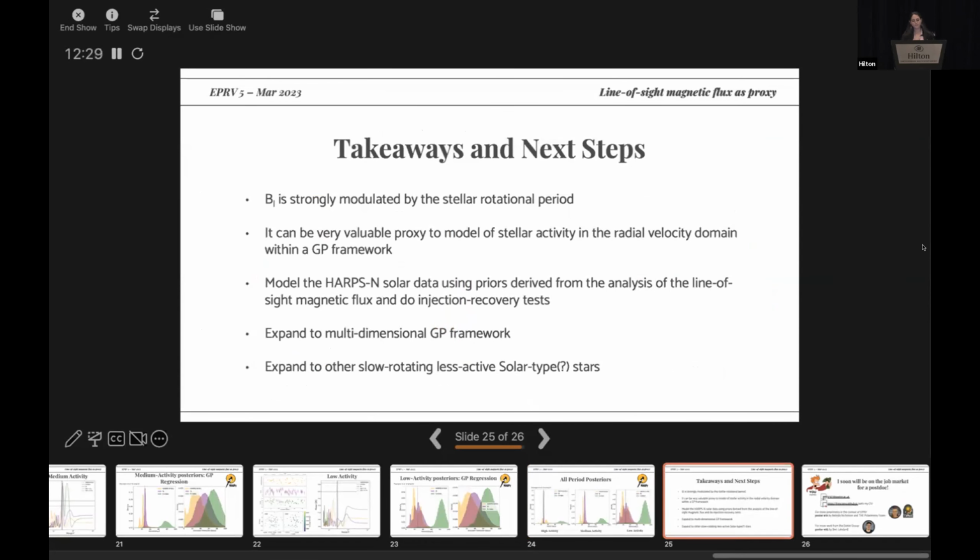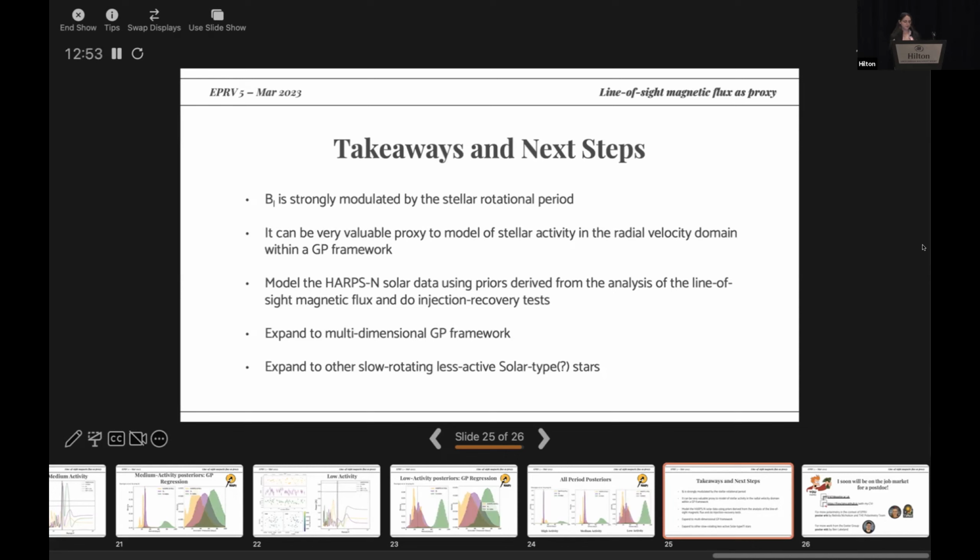As next steps, I plan on trying to model the HARPS-N solar data using information derived from the magnetic flux analysis and see what the results of injection recovery tests are. At the same time, I'm hoping to expand this analysis to a multidimensional GP framework to see how modeling RVs and BL at the same time can help.